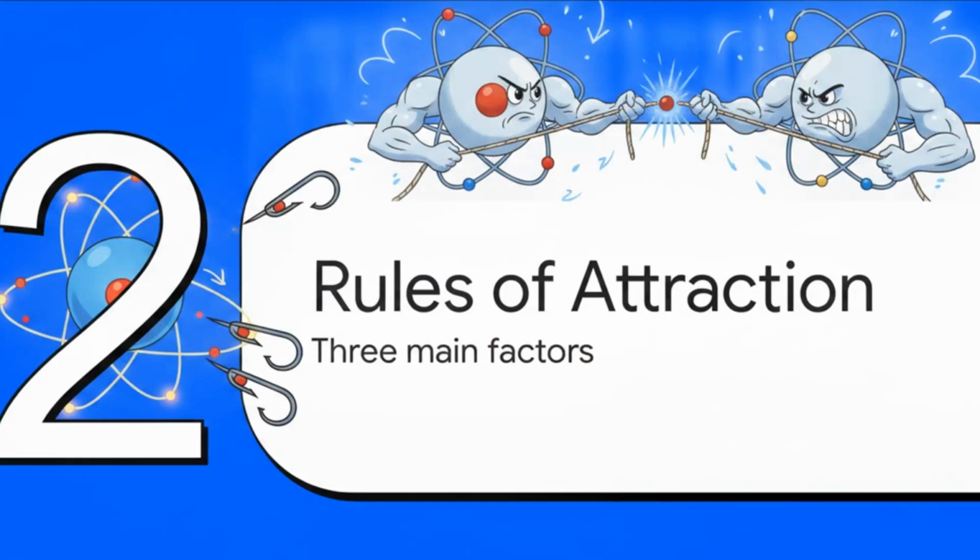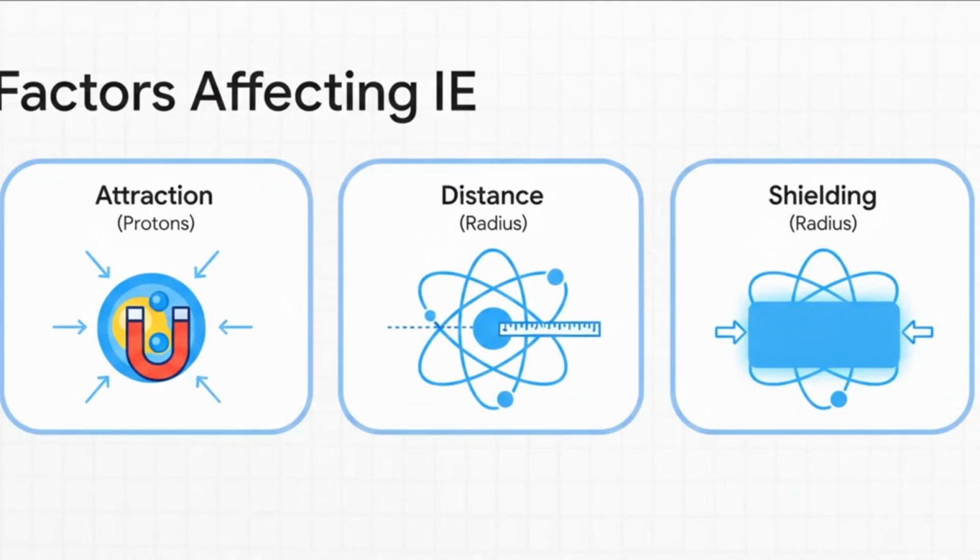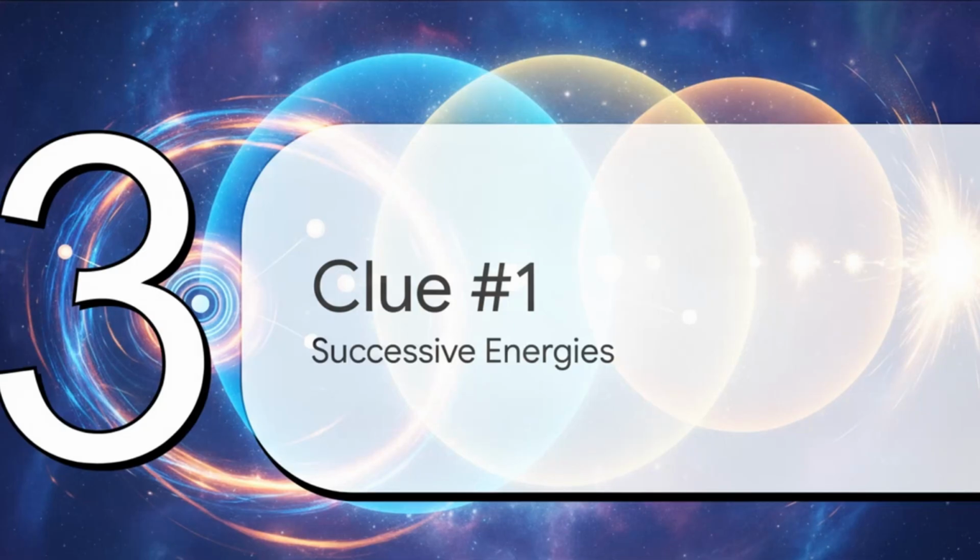Moving on to part 2, the 3 rules of attraction. Every single atomic mystery we're unpacking today basically boils down to these 3 simple rules. 1, the attraction of the nucleus, so the number of protons. 2, the distance of the electrons from the nucleus, basically the atomic radius. And 3, the shielding effect. This is when those inner, fully packed shells of electrons run interference, pushing back on the outer electrons and weakening the nucleus's overall grip. That brings us to part 3.